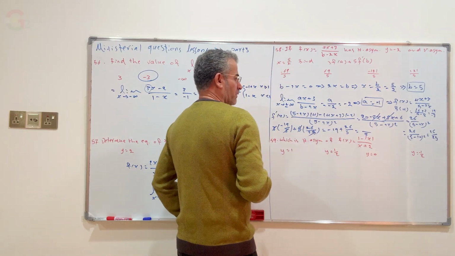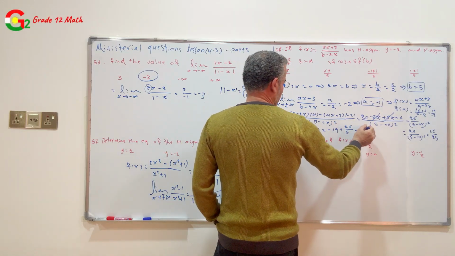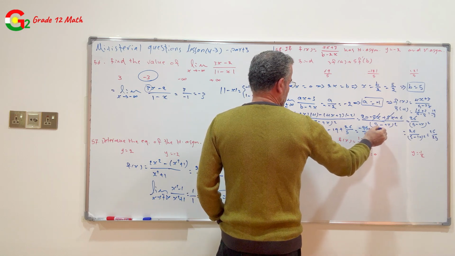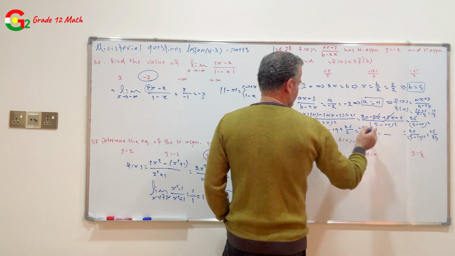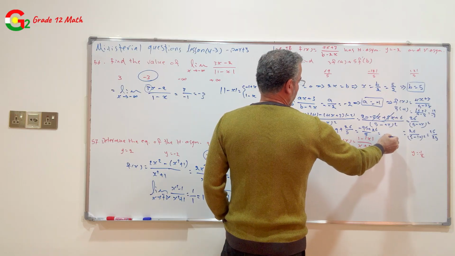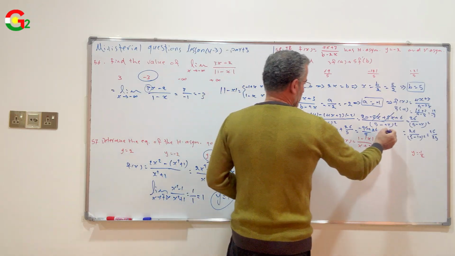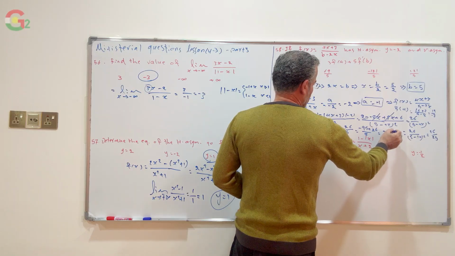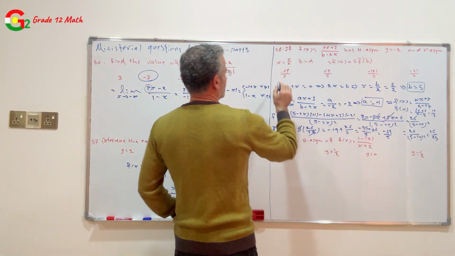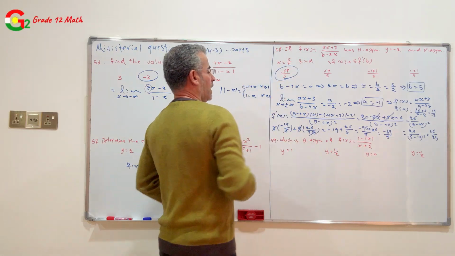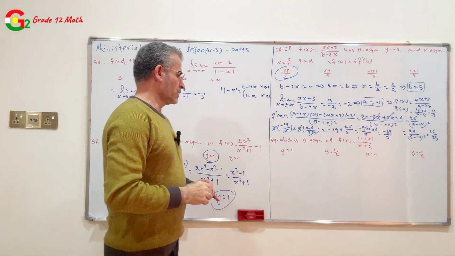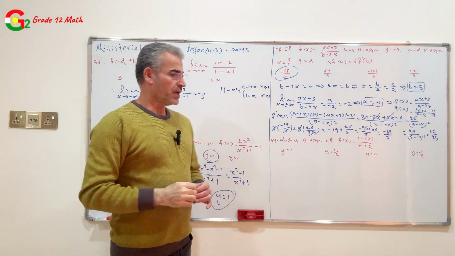Equal to, common denominator 5: 5 times -19 is -95, plus 26, over 5, equal to -69 over 5. Choice A.